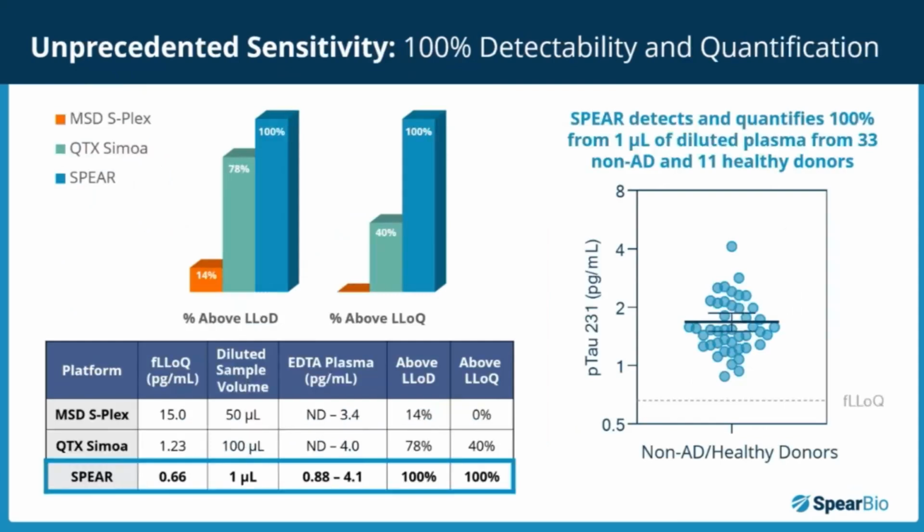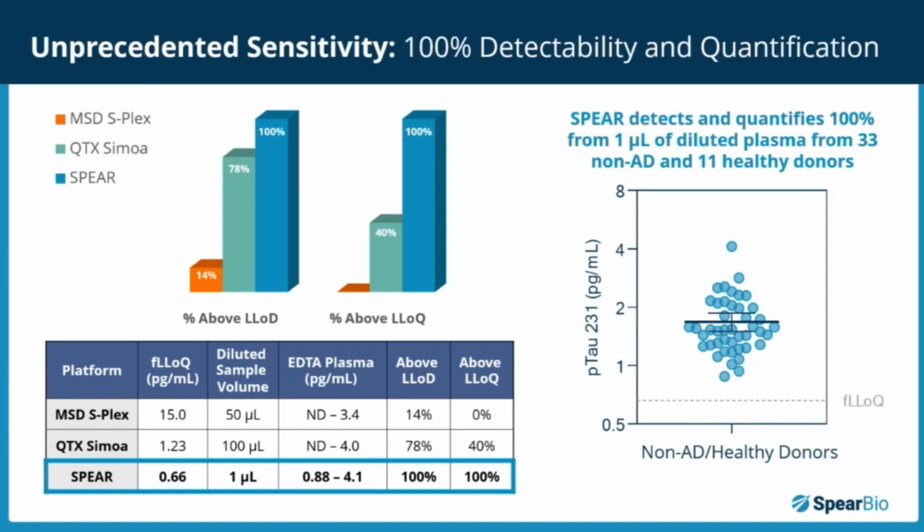Here, we showcase an example of a plasma p-tau231 assay developed using the SPEAR platform. p-tau231 is an extremely low-abundance biomarker in plasma, and currently no commercially available assay can reliably quantify or detect its level in most plasma samples, even when using large sample volumes.